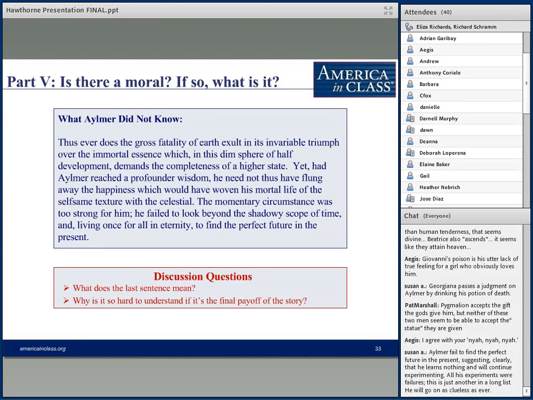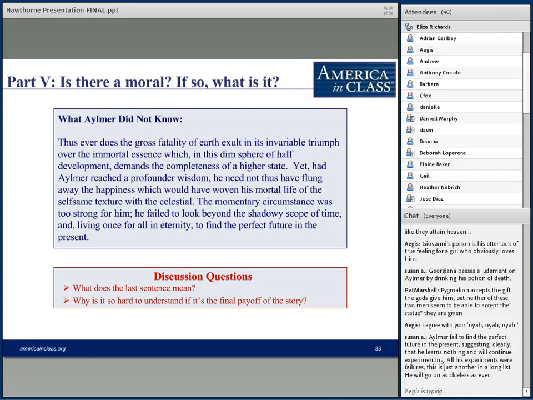Okay, we have a comment. We have Susan writing, Almer fails to find the perfect future in the present, suggesting clearly that he learns nothing and will continue experimenting. All his experiments were failures. This is just another in a long list. He will go on clueless as ever. Almer the Clueless.